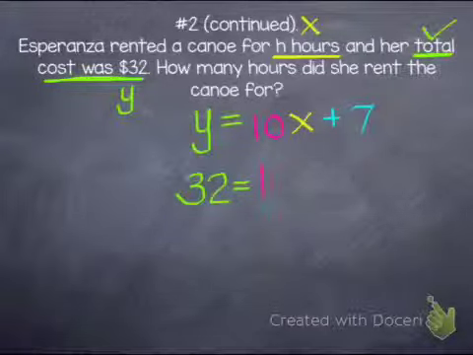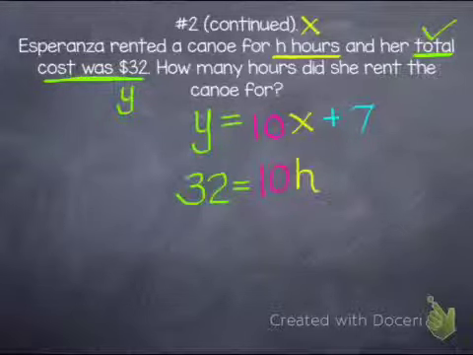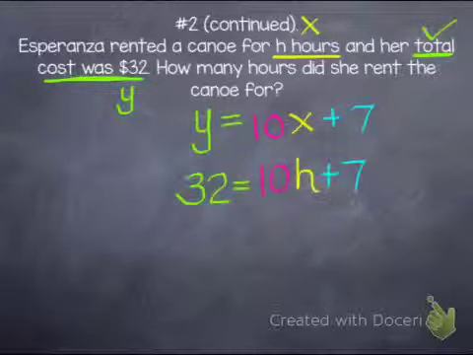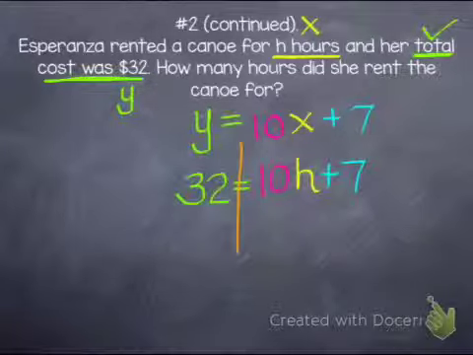10 is going to stay the same because we're still paying $10 per hour, but instead of x we're going to put an h because they want us to solve for hours. And then we're going to keep our 7 because it's still $7 to rent the canoe. So now we just need to solve this.